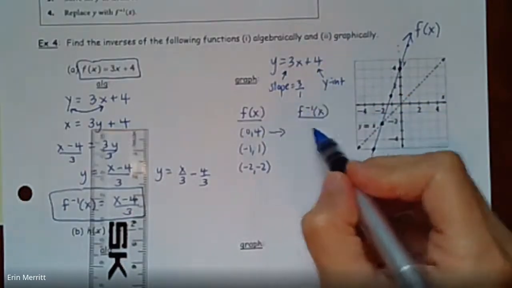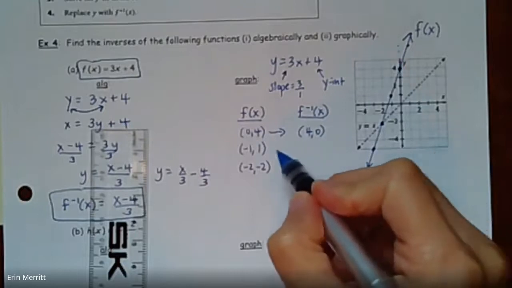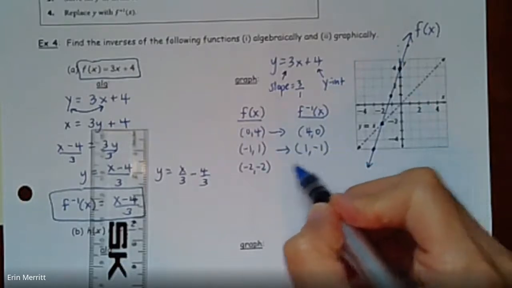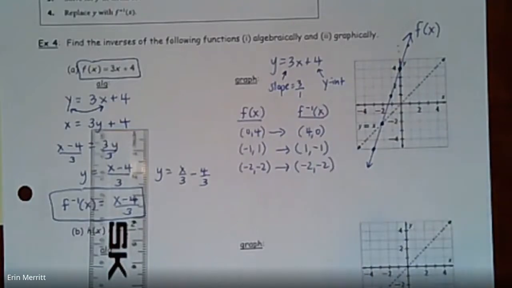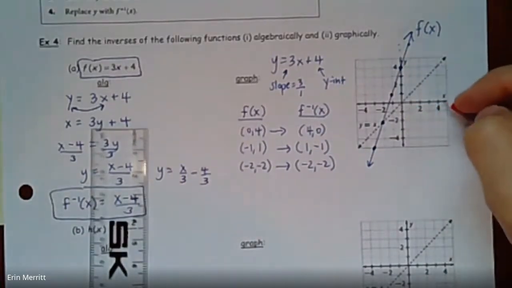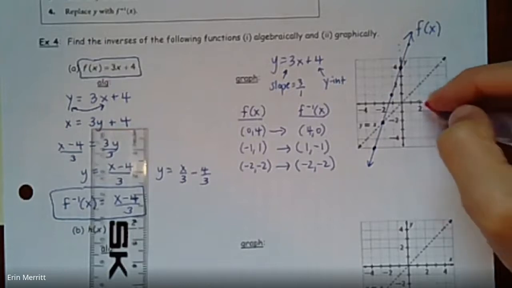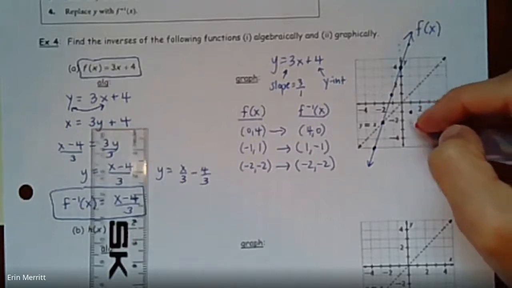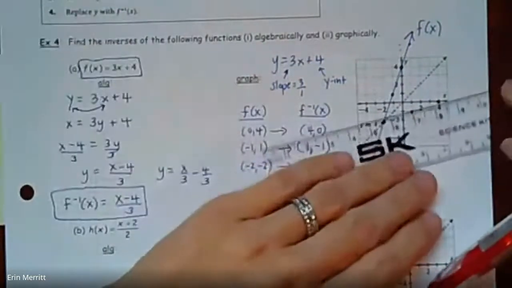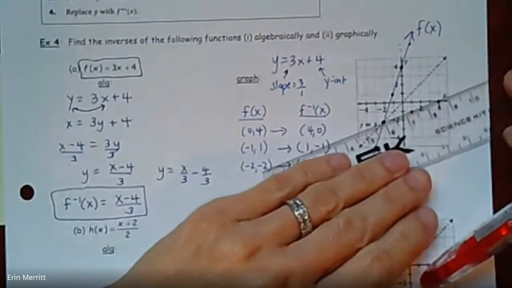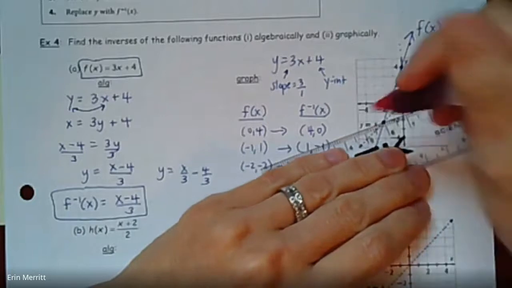So this will now become the point (4, 0). That will become the point (1, -1). This will actually stay the point (-2, -2). All right, let's plot those. So if you have a different colored pen or pencil, here's a great place to use it. So over to (4, 0). There we go. (1, -1). And then (-2, -2). So what you're going to get should be a nice line here. So all those points are collinear, should line up beautifully.